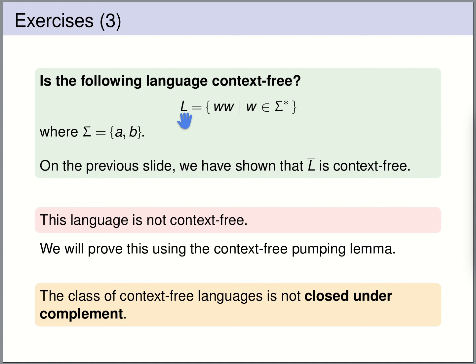This shows that the class of context-free languages is not closed under complement. So you can have a context-free language, and the complement of this language is possibly not context-free. And this is an important difference with the regular languages, where regular languages were closed under complements.